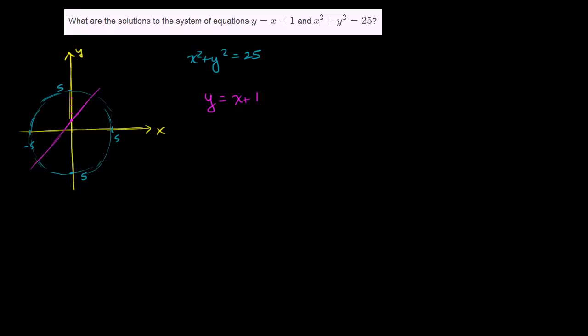So when we're looking for the solutions, we're looking for the points that satisfy both. The points that satisfy both are the points that sit on both. So it's that point. Let me do it in green. It's this point, and it's this point right over here. So how do we actually figure that out?